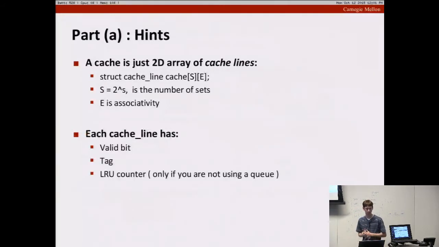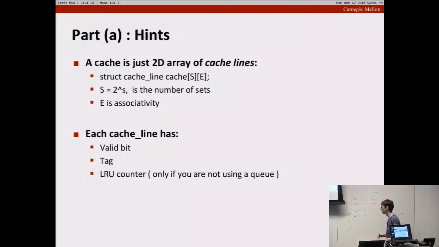So a cache is an array of lines. Essentially, you have the set, and then in each set you have some number of lines. In terms of actually implementing it, you might want to have a 2D array indexed by the set and by the line, and then you can iterate over all the lines in a set. If you need to, you can get at a particular one and update the information you're storing about it.